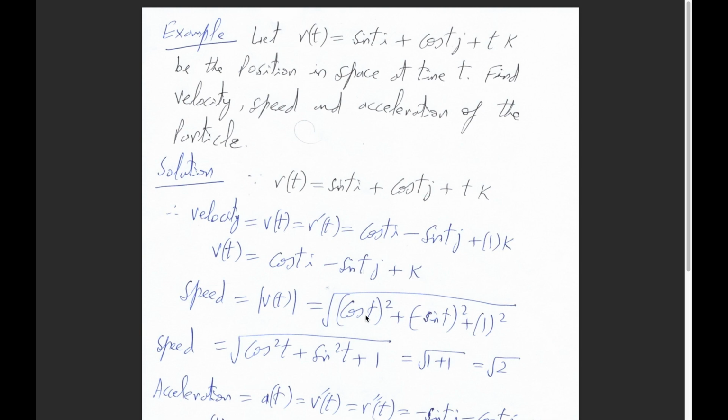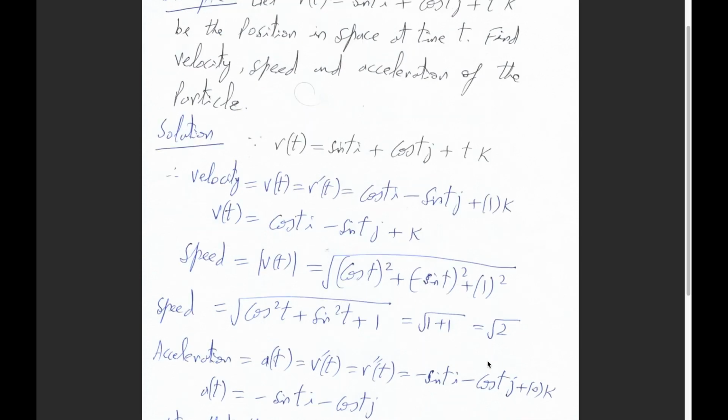Now the square of cosine t will be cosine square t. The square of minus sine t whole square will be sine square t, because it is minus and there is power 2, so this will become plus. And the square of 1 will be 1. And you know the formula from trigonometry: cosine square t plus sine square t is 1. So 1 plus 1 is 2, so this will be the square root of 2. So that is our speed.